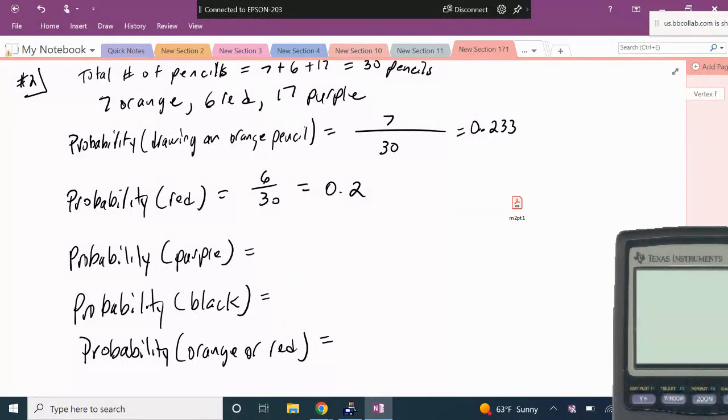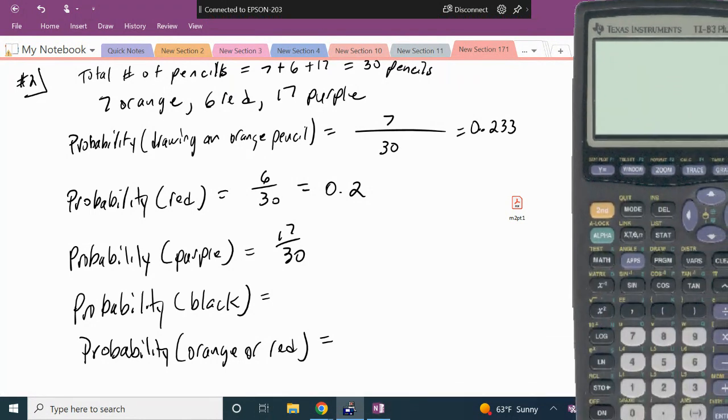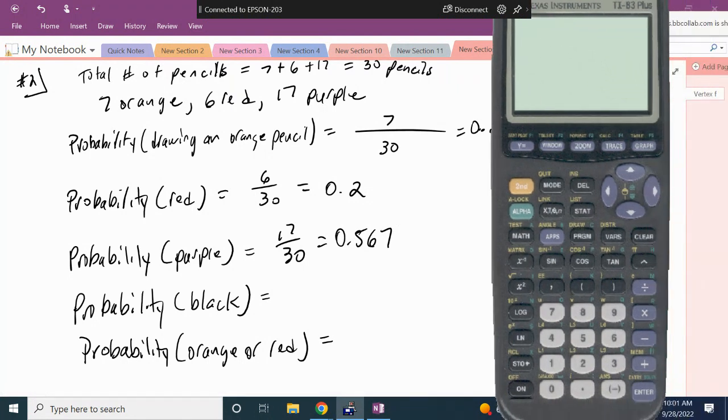17/30, right? Because there's a total of 17 purple pencils, and then the total amount of pencils in the jar is 30. And rounded to 3 decimal places is 0.567.